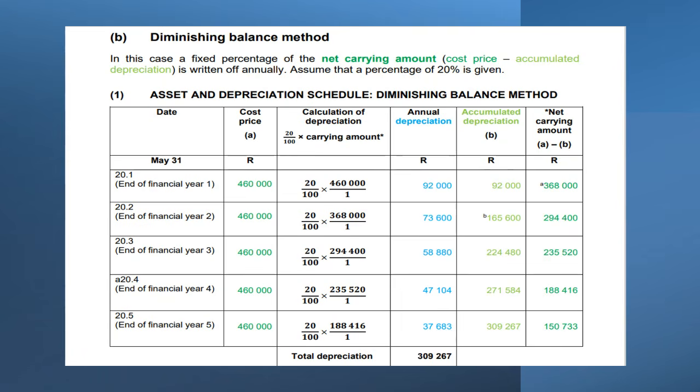So we are still using the same scenario that we were given. We were told that the machinery was purchased on the 1st of June 20.0. So that was at the beginning of the year. And you were told that it was for how much? For 460.